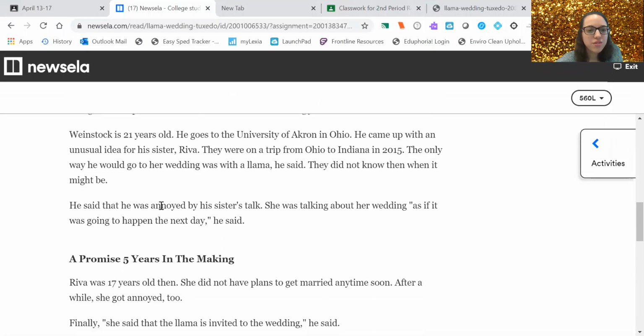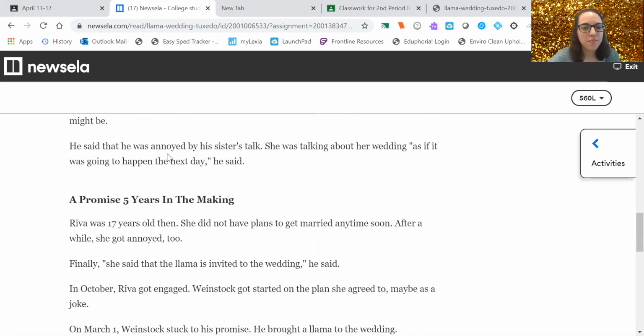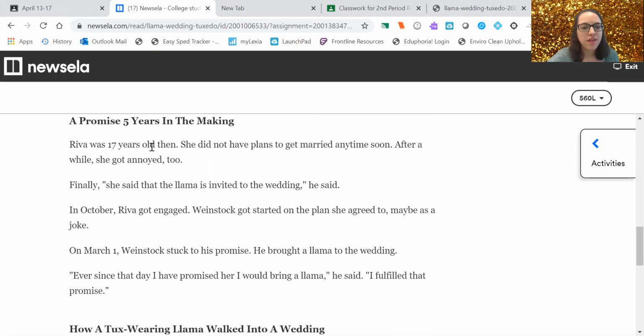Weinstock is 21 years old. He goes to the University of Akron in Ohio. He came up with an unusual idea for his sister Reva. They were on a trip from Ohio to Indiana in 2015. The only way he would go to her wedding was with a llama, he said. They did not know then when it might be. He said that he was annoyed by his sister's talk. She was talking about her wedding as if it was going to happen the next day, he said. A promise 5 years in the making.